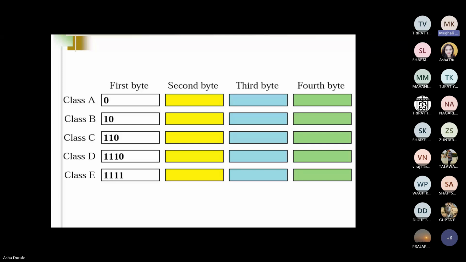Okay, this has to be read starting from the left hand side. So that you have to always understand. So 0, 10, 110, 1110 and then 4 ones. This is for the binary notation.